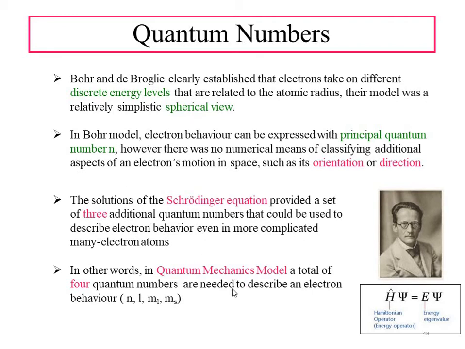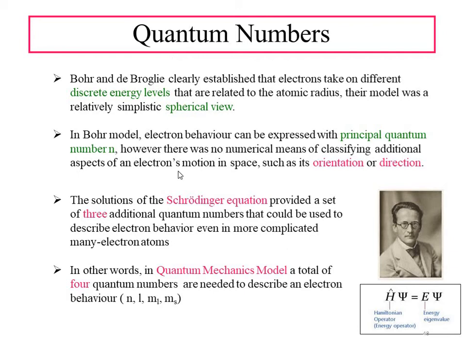Their model was relatively simple also. In Bohr's model, as we told, it is based on the principal quantum number, that means discrete energy levels. However, there was no numerical means of classifying other aspects of the electrons' motion in space, such as the orientation or direction. The electrons have a certain orientation, meaning they spin around a certain direction. Such information was not added to Bohr's model, or Bohr's model failed to explain such things.